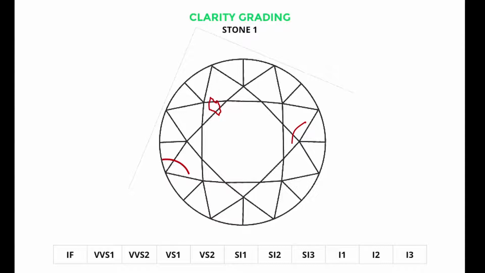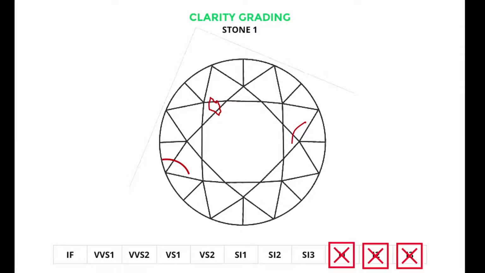The first thing is, can I see these inclusions with my naked eye? And I say, no. Are you sure you can't see it with your naked eye? I'm absolutely sure that I cannot. If I cannot see it with my naked eye, it means it cannot be in I1, I2, or I3.